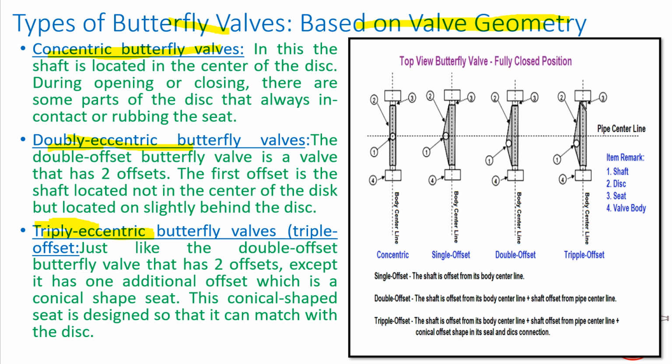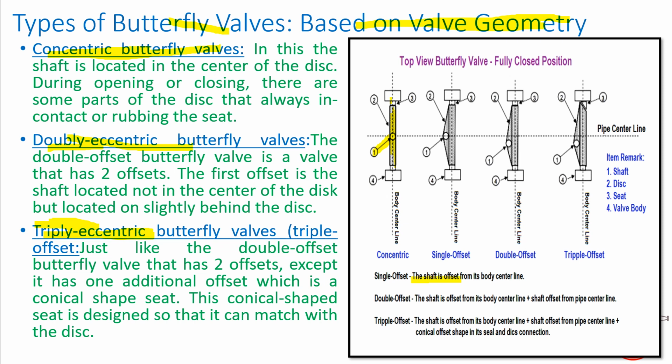So what happens in these concentric valves, this is your shaft, and this number 2 is your disc. When this shaft and disc all lie in the same line, if the center of shaft and disc matches, this is your concentric valve. If your application or purpose is not much critical, you can go for this concentric valve.